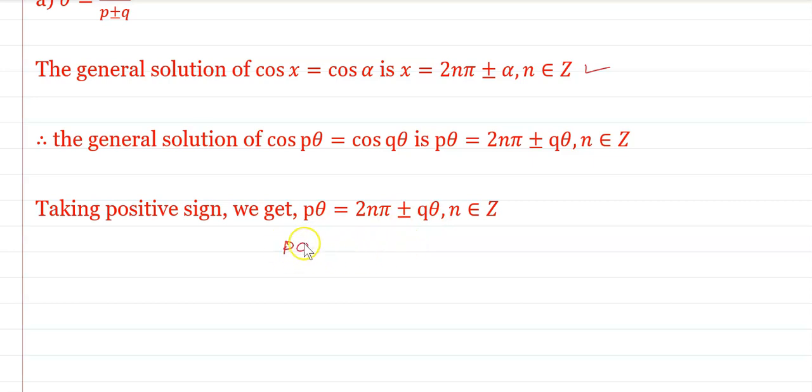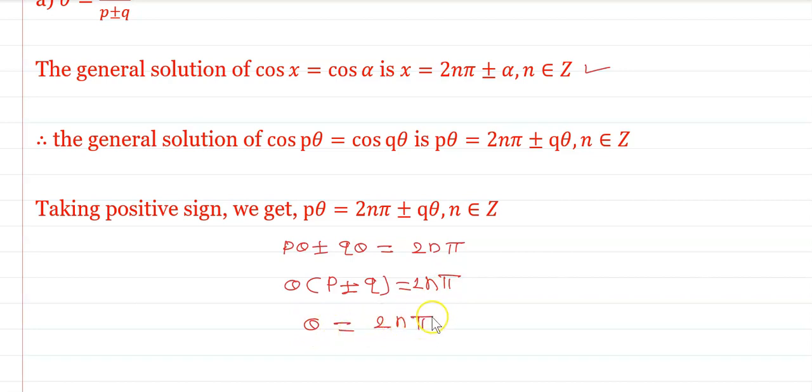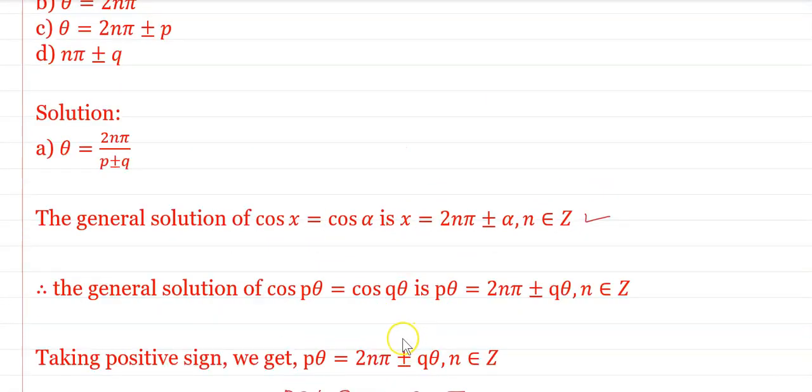Therefore you will get p theta plus or minus q theta is equal to 2n pi. Take theta as common, then in bracket you will get p plus or minus q, and that is equal to 2n pi. Okay, therefore theta is equal to 2n pi upon p plus or minus q. Okay, and therefore the answer is 2n pi upon p plus or minus q.